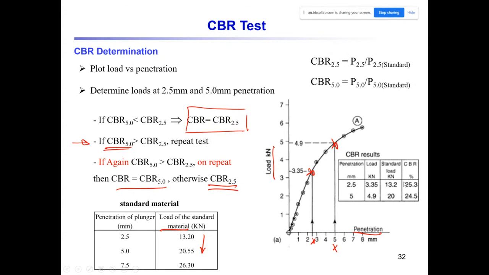So based on this, can you tell me whether we need to repeat the test or not, based on the procedure that I explained? Do we need to repeat the test? No, exactly. That's correct. So we don't need to, because CBR 2.5 is larger than CBR 5. So the final CBR from this test becomes 25.3%.